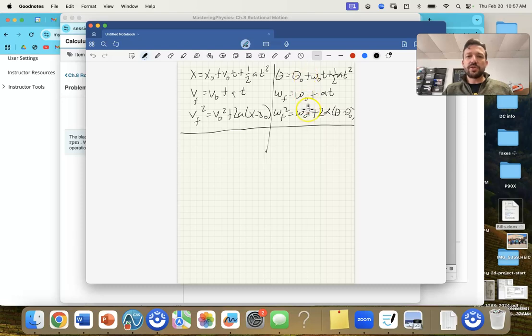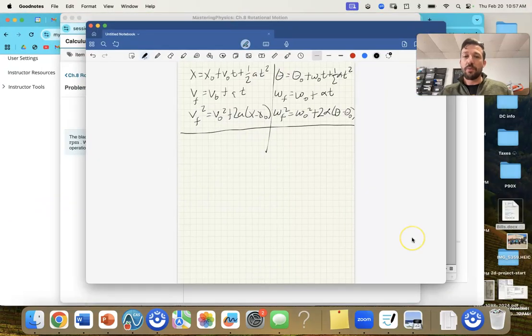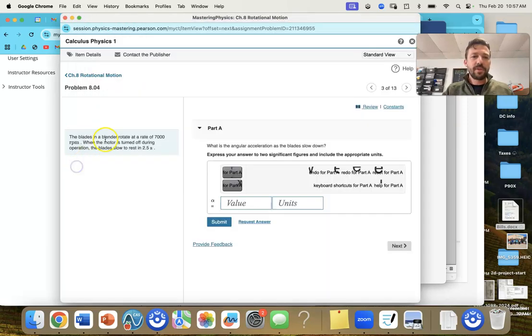Okay, so we are going to use one of these to find this. Let's write down the stuff that we know. The blades in a blender rotate at 7,000 rotations per minute. First off, switch it to radians per second. That is your omega naught, right? That's what it's spinning at. So we do know that.